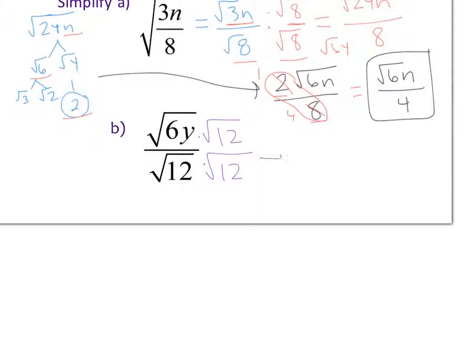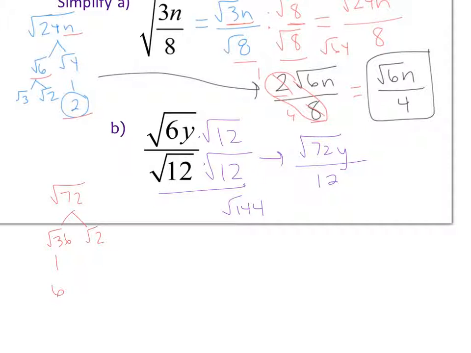And so that gives me the square root of 72y all over square root of 12 times square root of 12, which is square root 144, which is just 12. But I'm not done with this problem because I need to break down 72 into the square root of 36 and 2. Out comes a 6. The 2 stays underneath. So does the y because y was to a power of 1.